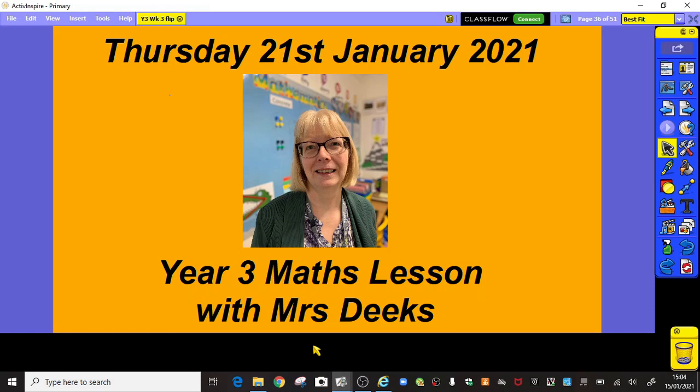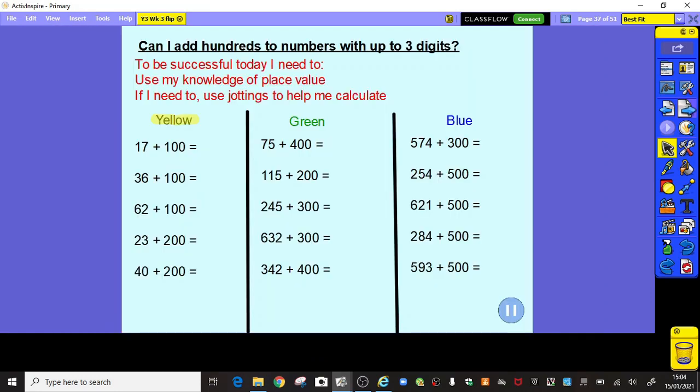Today we're going to be learning how to subtract fractions, but before we do that we're going to have a look at adding hundreds to numbers with up to 3 digits. Have a look and see if you can do these quickfire questions. Choose your own challenge. I don't think they'll take you very long today.